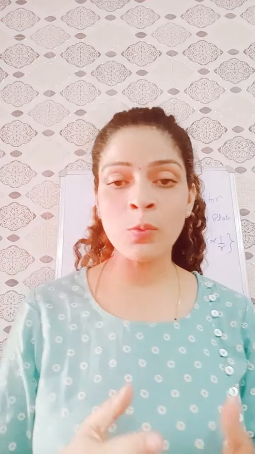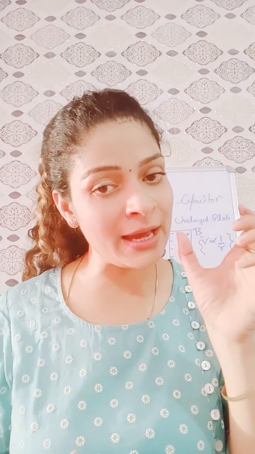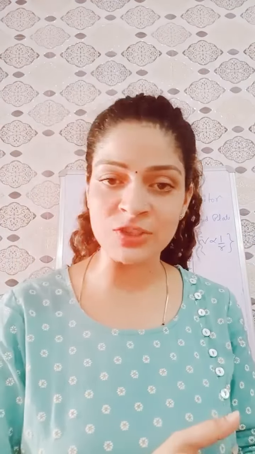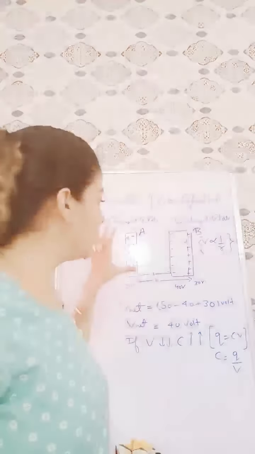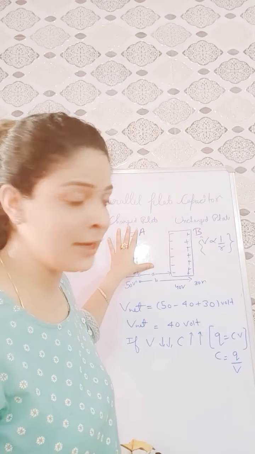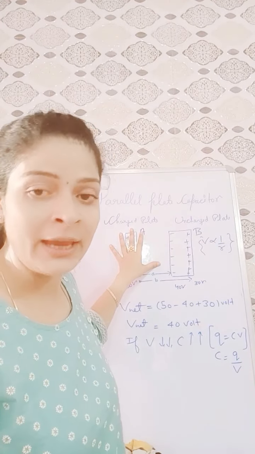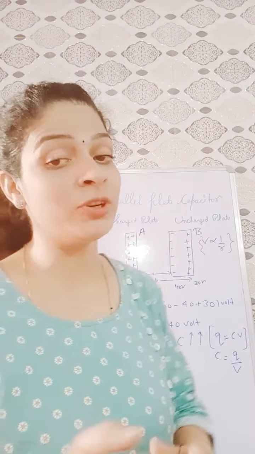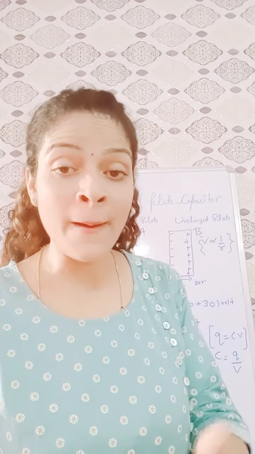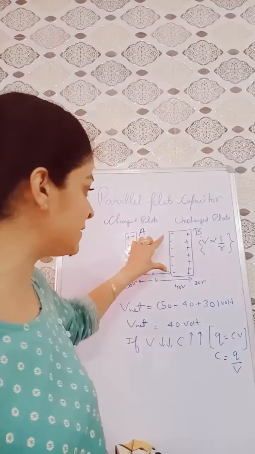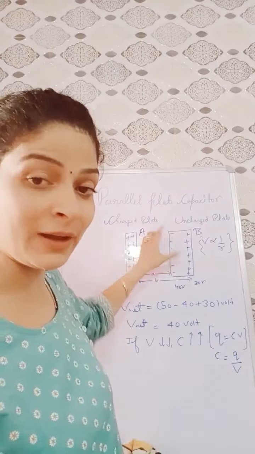Okay, so now what we'll do, we'll place an uncharged plate near a charged plate. Look here. This is a positively charged plate A, and if we place an uncharged plate B near this charged plate A, then we know that the redistribution of the charges will take place in the uncharged plate. Okay, so due to which the negative charges will come to this side while the positive charges will go to the other side.